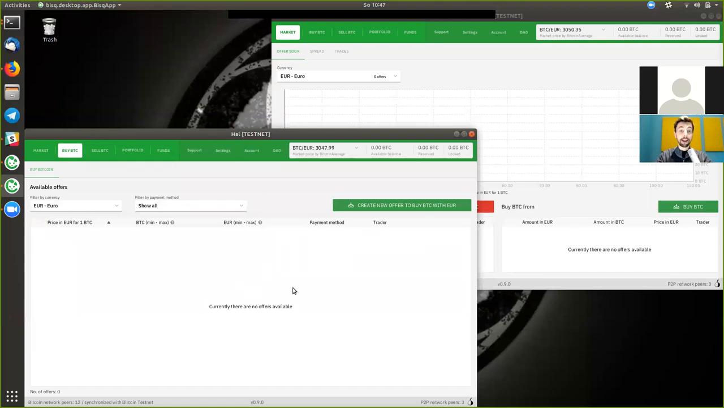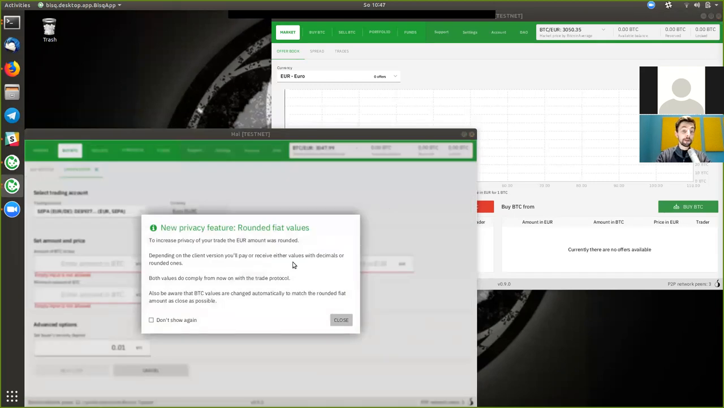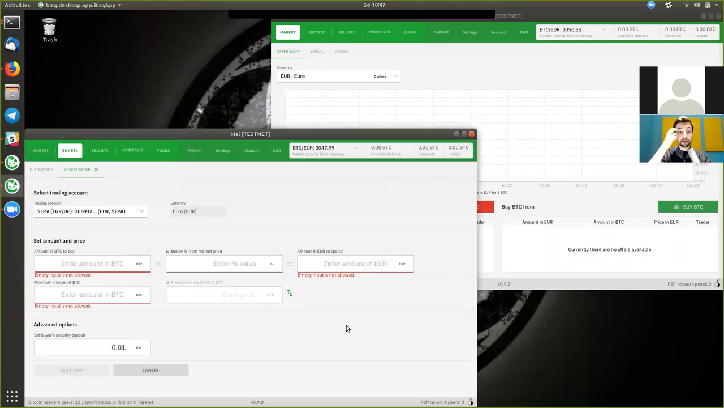But what Hal can do now is create a completely new offer to buy Bitcoin with euros. And there is a new privacy feature implemented in one of the last updates, which says that you have to round the fiat value. Because in that way, all these bank employees who are spying on your bank account and all the transactions you do, they don't get suspicious and they don't recognize that this is a euro trade for Bitcoin. So absolutely, that's something that we want to do.